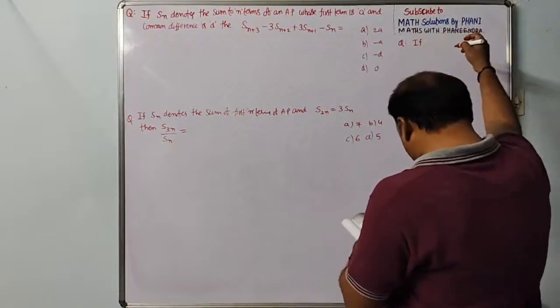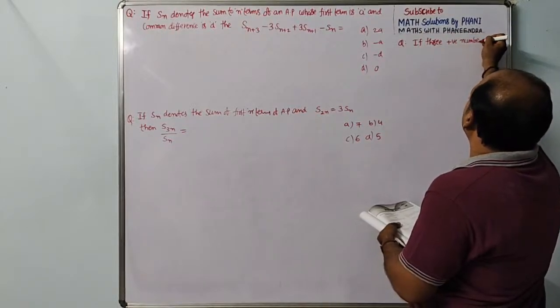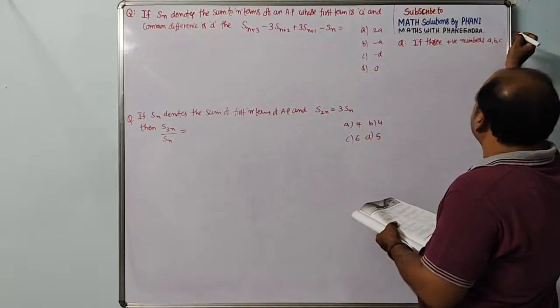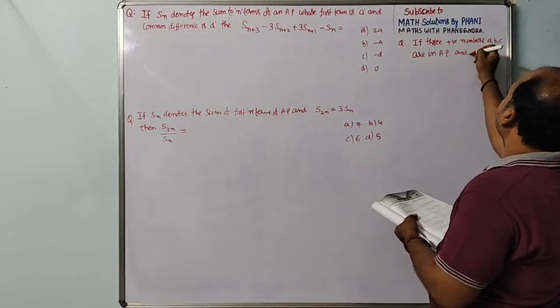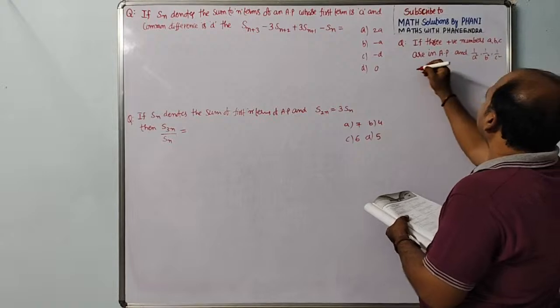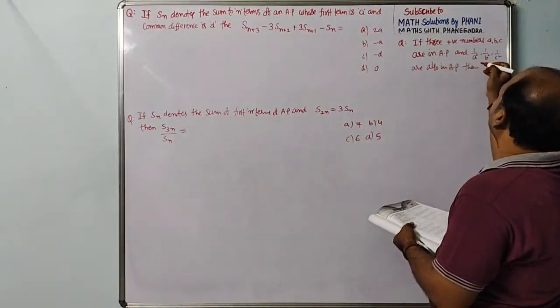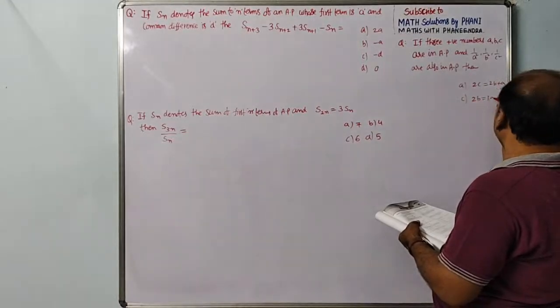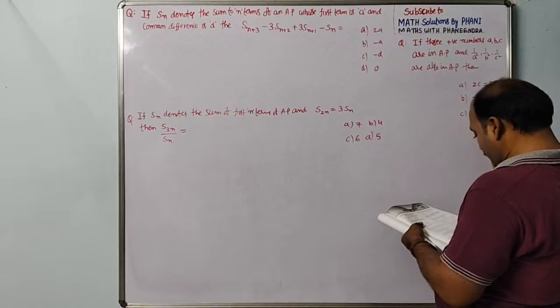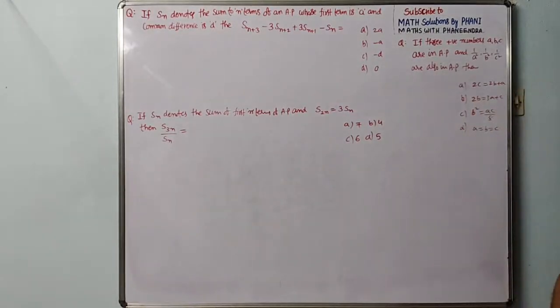Next question. If three positive numbers A, B, C are in AP and 1 by A square, 1 by B square, 1 by C square are also in AP, then first option 2C equal to 2B plus A, second option 2B equal to 3A plus C, third option B square equal to AC by 8, fourth option A equal to B equal to C. So among these, which option is going to be correct?